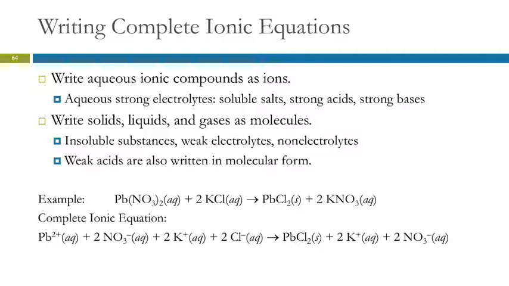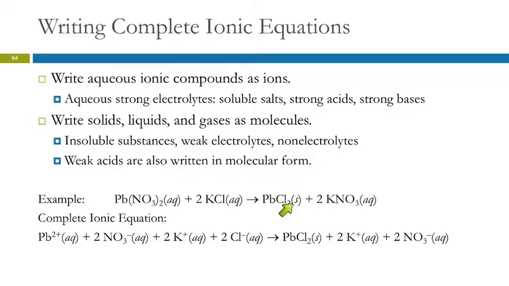So here we have the molecular equation, and we're going to make a complete ionic equation out of it. So we look at this and we see, well, that's aqueous. So we're going to write those as the individual ions. So that's lead 2+ and 2 nitrate ions. So NO3-, and there's 2 of them. Here we have 2 units of KCl. It's also aqueous. And so when we separate that, we have 2 potassium ions and 2 chloride ions.